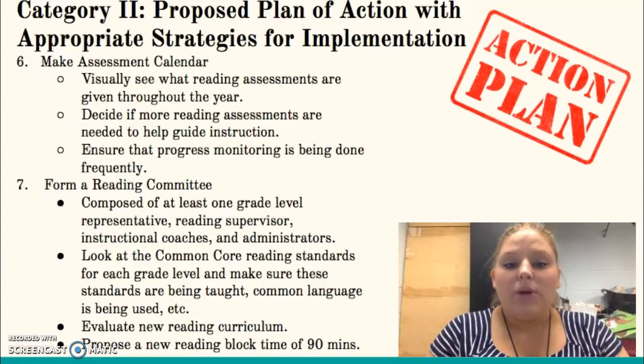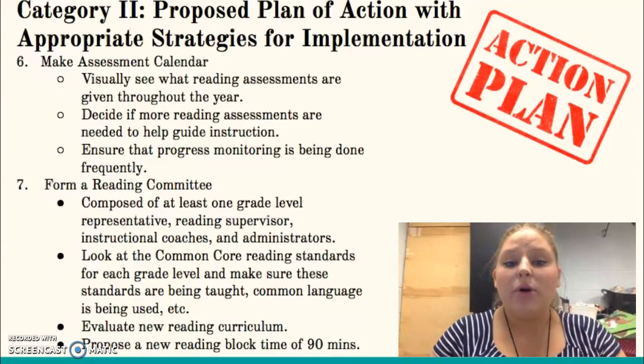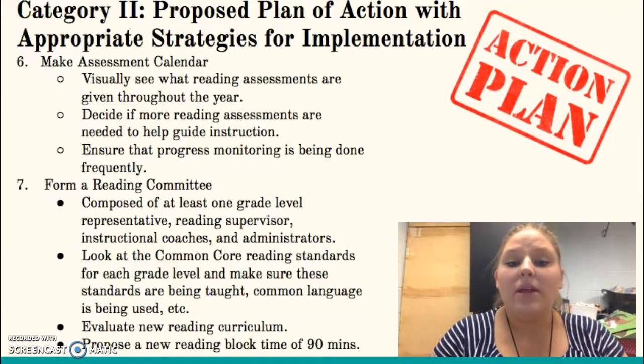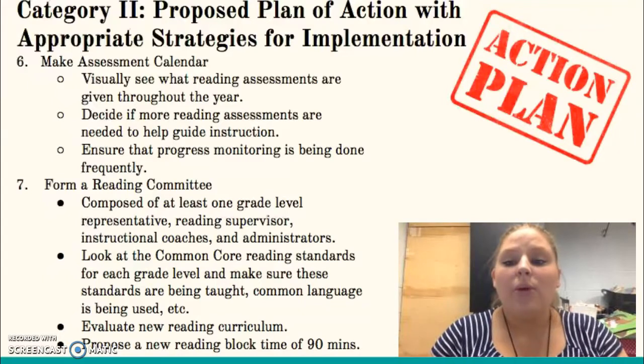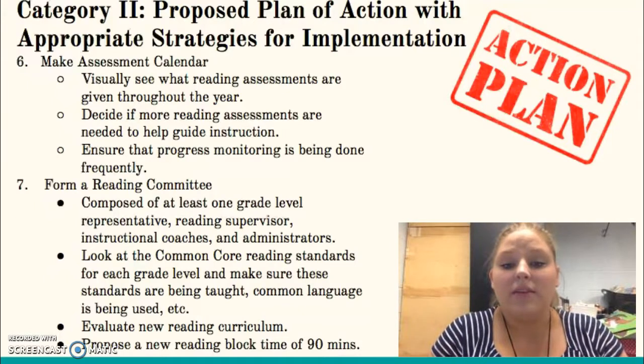We need to form a reading committee. The plan for this committee would be to be composed of at least one grade level representative, the reading supervisor, instructional coaches, and administrators, and we will be looking at the Common Core reading standards for each grade level and making sure that these standards are being taught and that common language is being used. So conflict and resolution, problem and solution. We need to have a common language being used in the building so that students hear that as they pass through the grade levels. Those are things that we need to talk about in this committee.